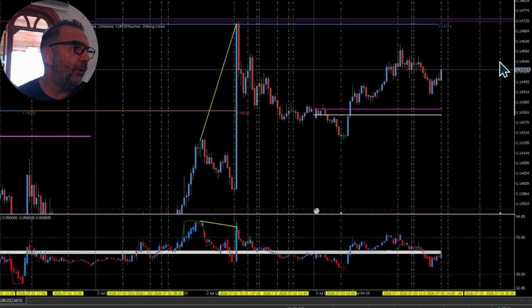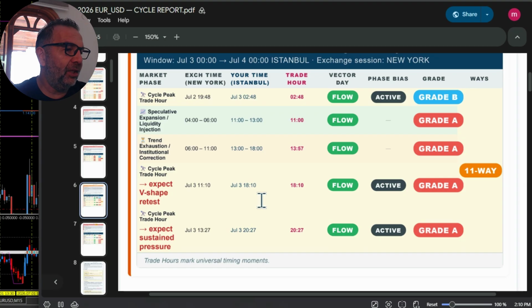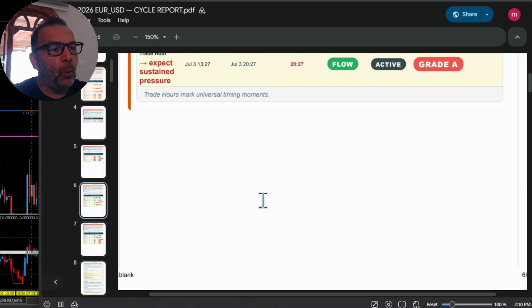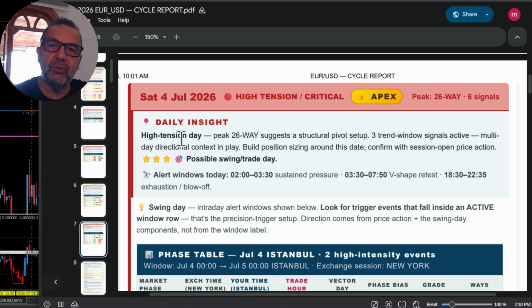There you go. So having the report and just reading it is already going to give you everything you need. When you have a bunch of days that are all red, I've got Saturday here as well. Why is that important? Because if Friday is leading and then you've got a Saturday, which is a red day, it's tension critical, then obviously it's going to be going up.